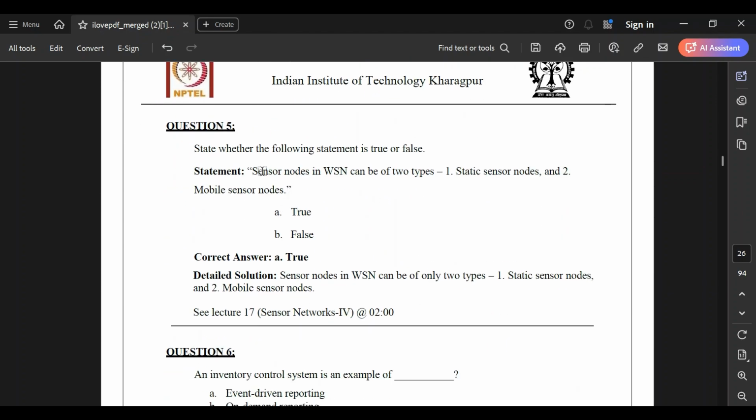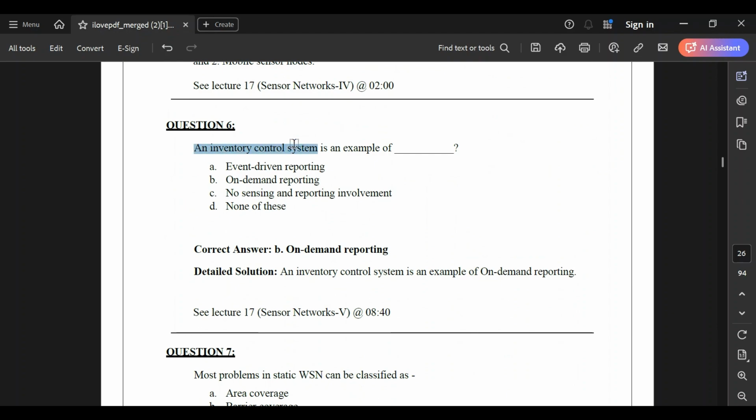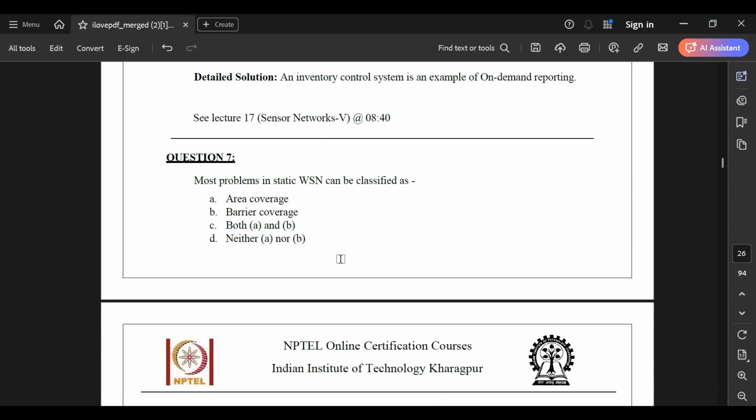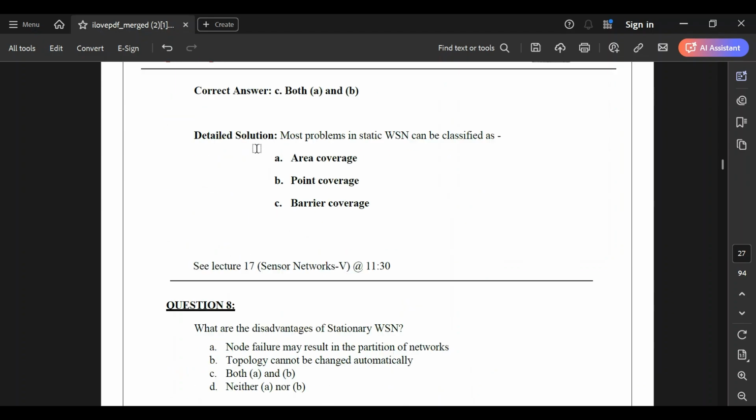Okay. So sensor nodes in WSN can be of two types: static sensor node and mobile sensor node. This is true. Moving to the next one: an inventory control system is an example of, so it is inventory based on the demand, it's on-demand reporting. Most problems in static WSN can be classified as both A and B, meaning area coverage and barrier coverage. So we are going with option C.